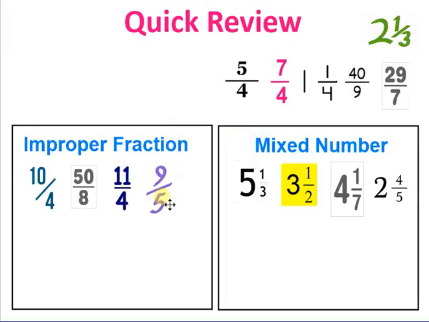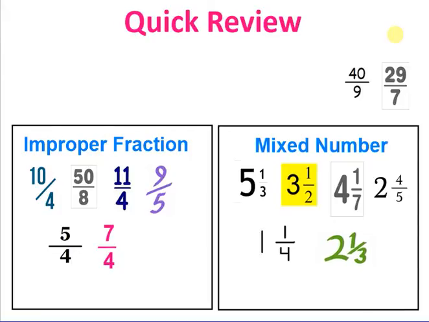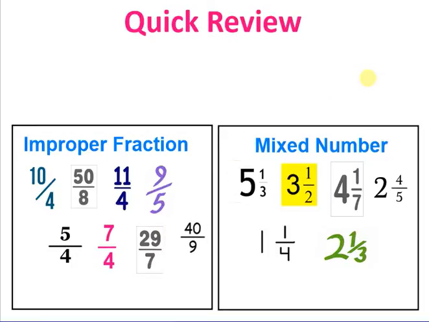9/5 is an improper fraction because the top is bigger than the bottom, the numerator is bigger than the denominator. 5/4 is an improper fraction, the numerator is bigger than the denominator. 7/4 is an improper fraction, again the top is bigger than the bottom. 1 1/4 is a mixed number because we have that whole number out in front. 2 1/3 is a mixed number because we have that whole number out in front. 29/7 is an improper fraction because the top is bigger than the bottom. Again, that numerator is bigger. And 49ths is an improper fraction because the top, the numerator, is bigger than the denominator.